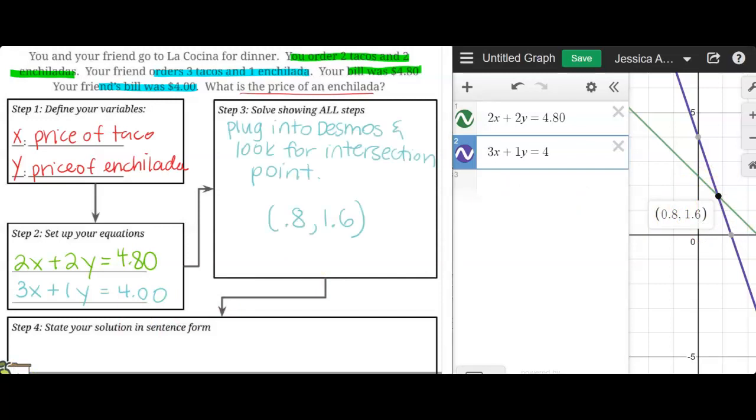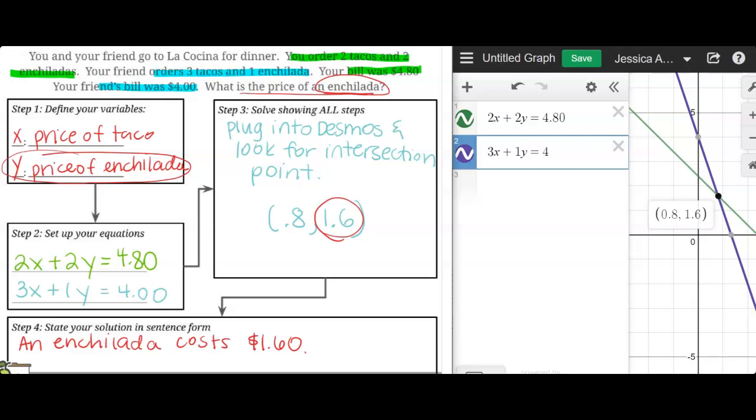Once you have your intersection point, then you can look and see what is the answer they are looking for. They wanted the price of an enchilada. So since they want the price of an enchilada, I know that I'm looking at Y, which is 1.6. So then I can say in a sentence, an enchilada costs $1.60.